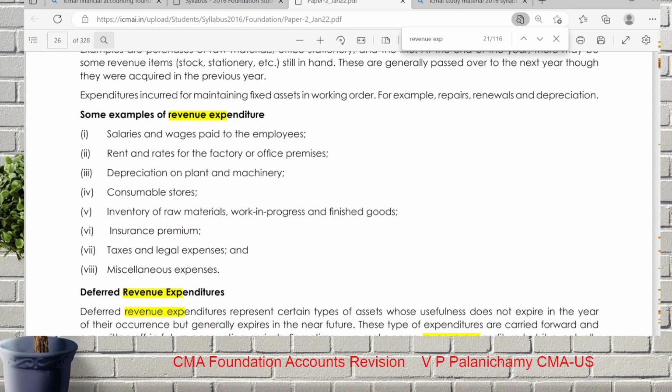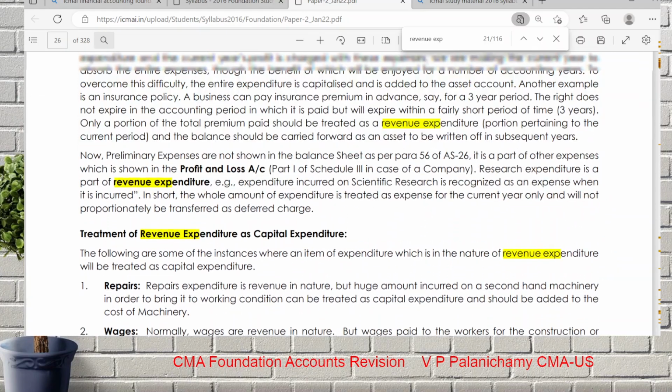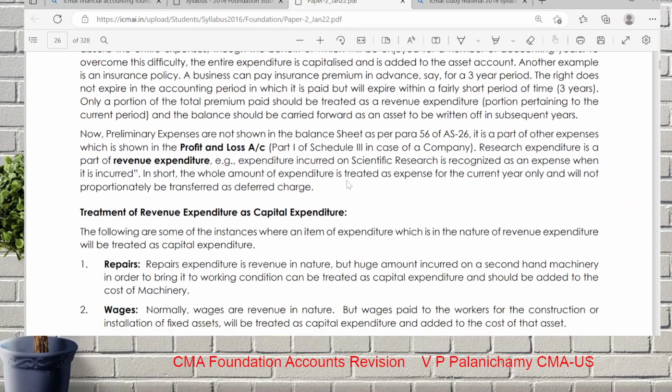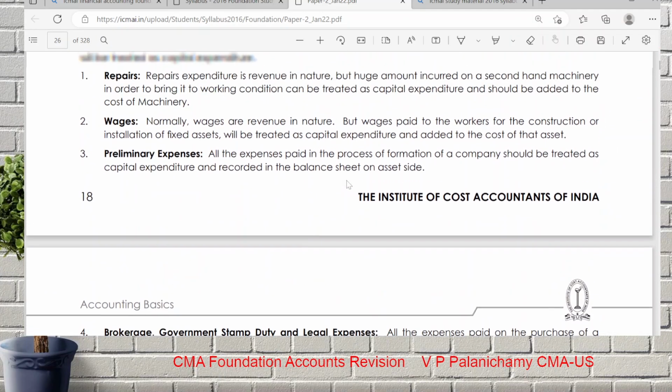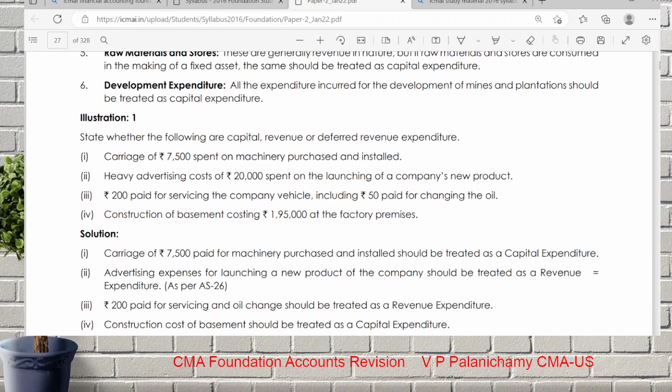See, in your textbooks they have given some examples of revenue expenditure: salary, rent, depreciation, consumable stores, purchase of material, insurance premium, taxes and legal expenses, and what? Miscellaneous expenses. Miscellaneous expense means sundry expenses. The petty cash expenses are clear. They are called as miscellaneous expenses. Deferred revenue expenditure like preliminary expenses and so on.